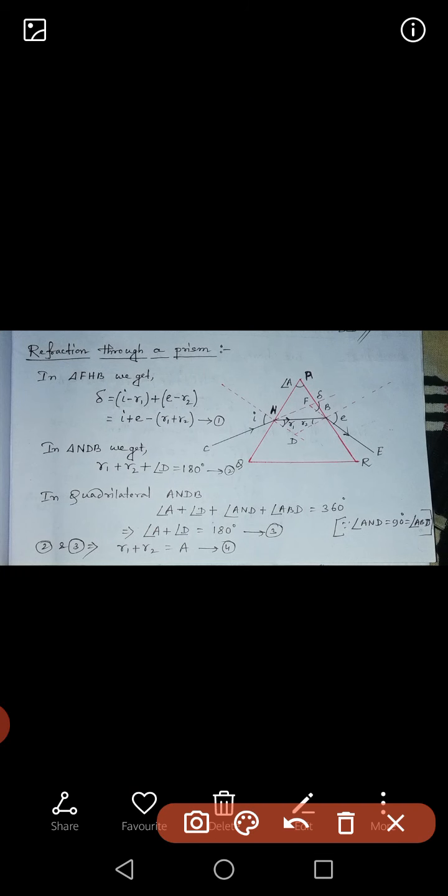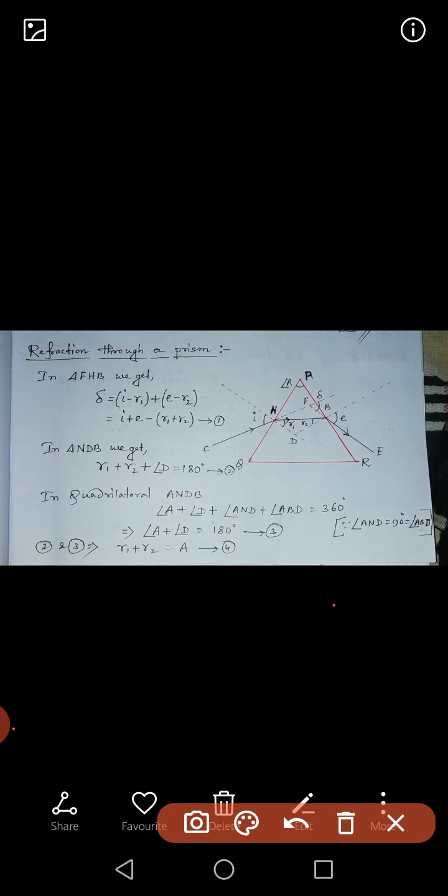In this video we will discuss refraction through a prism. Here you can see we considered a prism AQR. Now this is the incident ray, and one thing you should remember is that whenever we are drawing any ray diagram for optics, we must give an arrow sign.